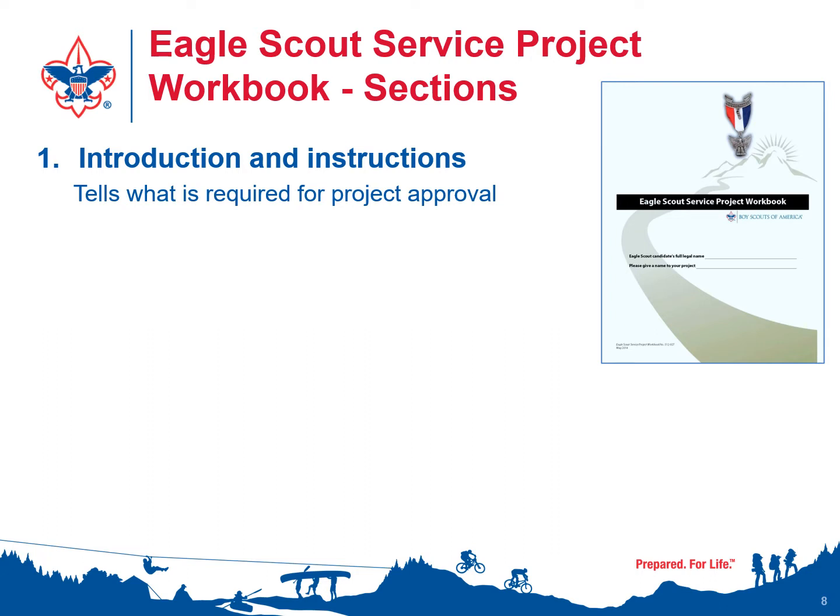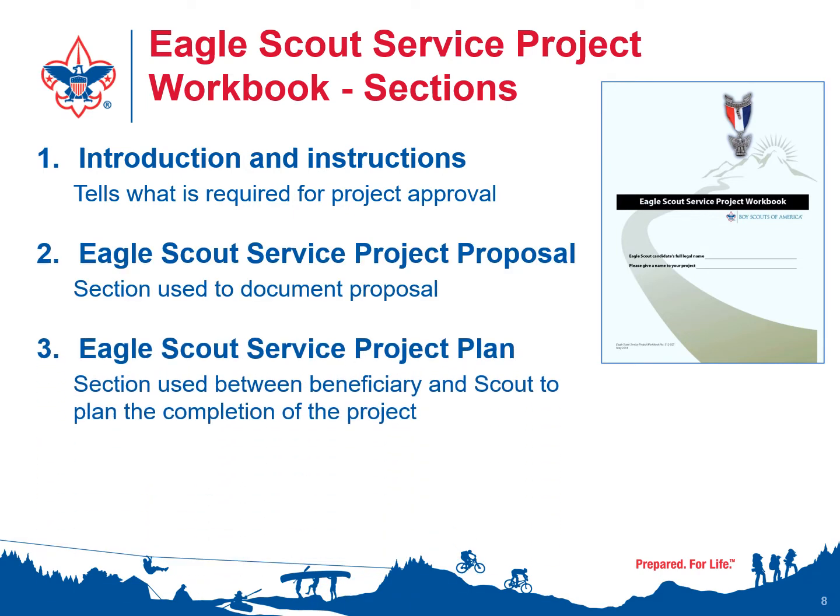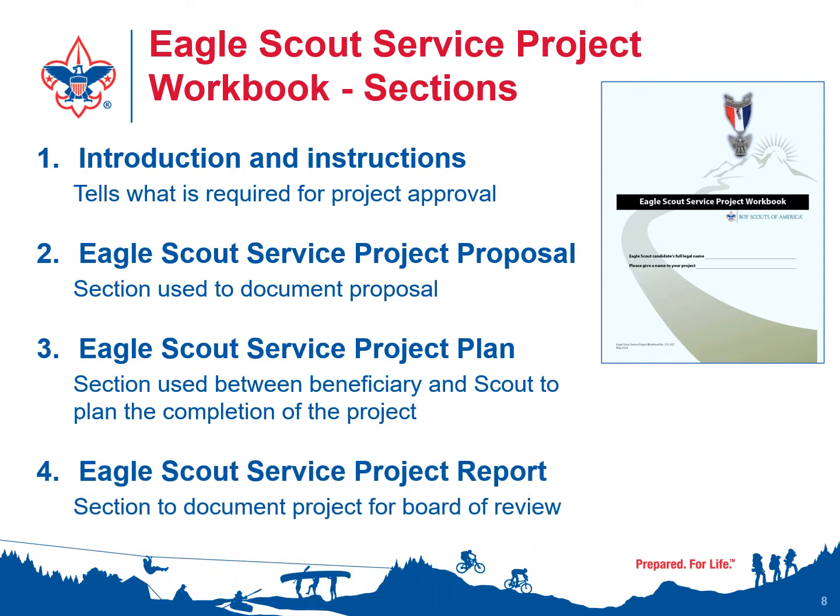Once they do that, there is the second section of the book, and that's the proposal section, and they should have that filled out before they bring it into the district. The scout should have signed it. The unit committee should have signed it. The beneficiary should have signed it, and the scoutmaster should have signed it. That's showing that all of those people are in sync and they all agree that it is an appropriate project for an Eagle project. So at that point, the project approver will look at the book and will work on and sign off on the proposal. So let's talk about the proposal a little more.